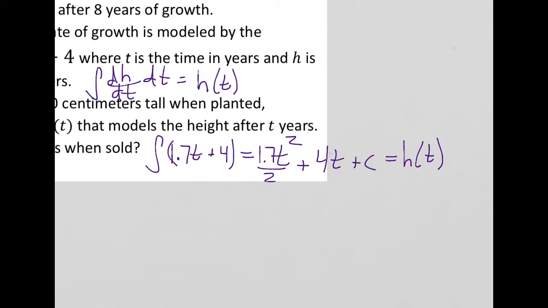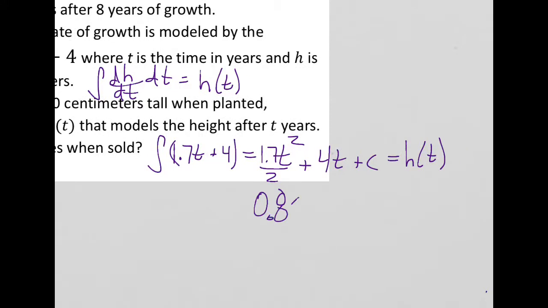Well, we can simplify this a little bit. It doesn't really make a difference, but 1.7 over 2 should give us 0.85 t squared plus 4t plus c equals our height function, h of t.